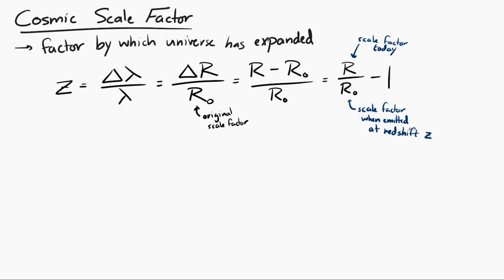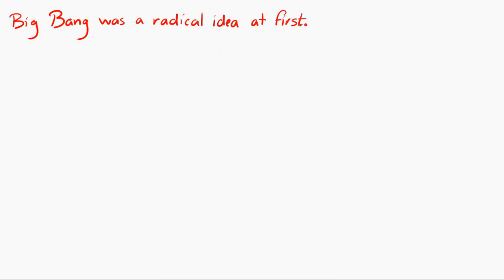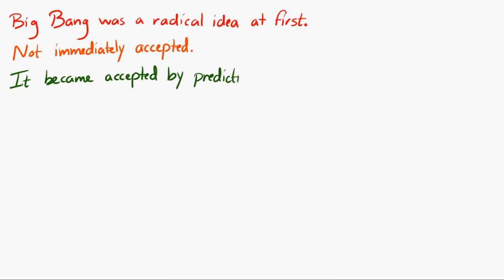So the Big Bang is pretty much accepted science now, but at the time it was proposed, it was considered a radical idea, and it was not immediately an accepted theory. One of the ways that it became accepted is through prediction and observation. So it goes like this.